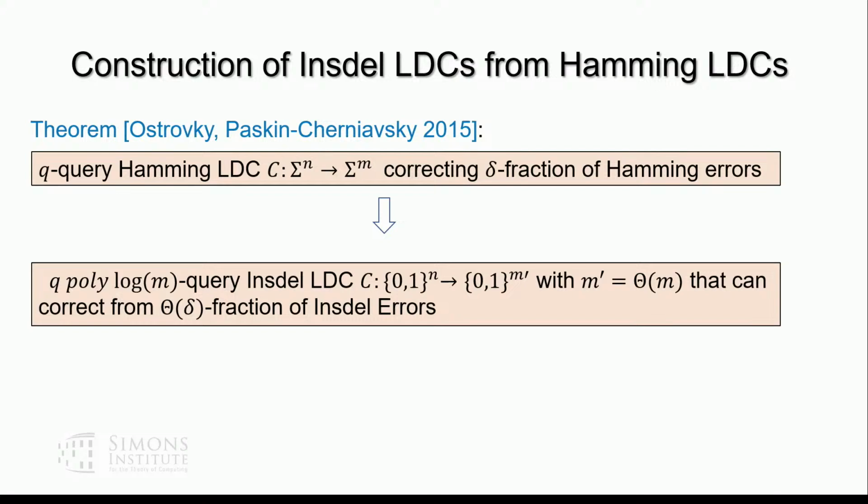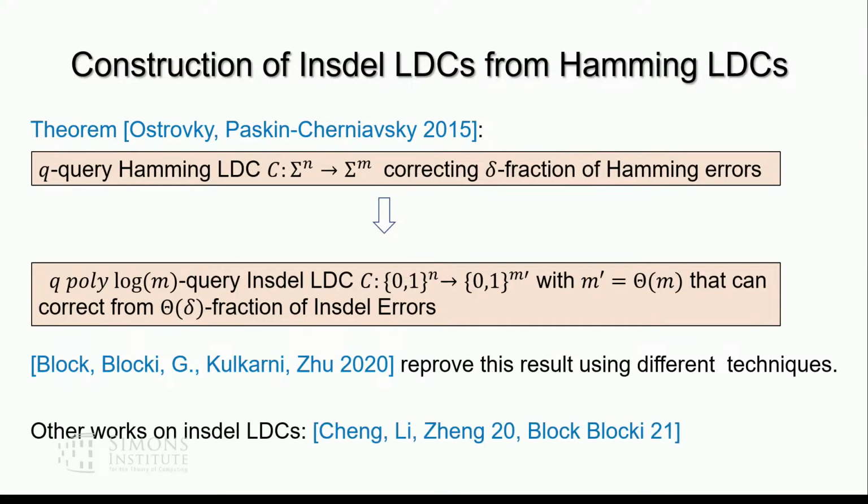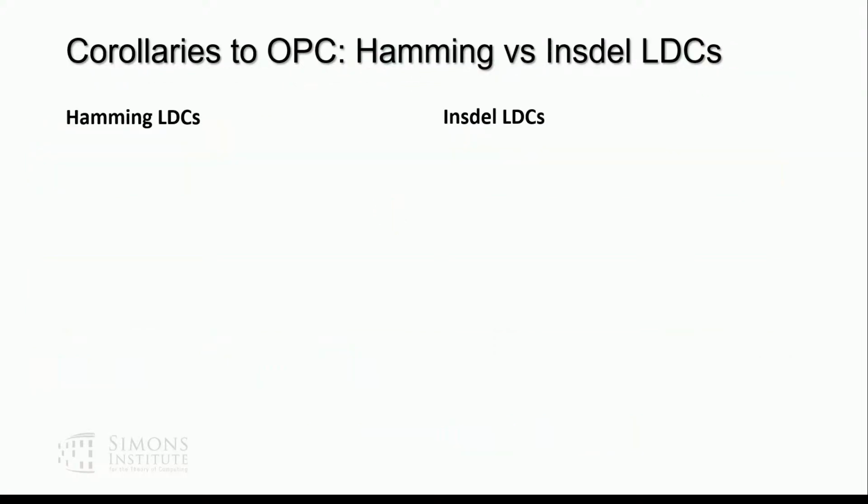So, anyways, we can take Hamming LDCs and pack them up into insertion deletion LDCs with not too bad of a loss in the parameters. And the only bad thing that happens is that the query complexity blows up a little bit. So this is something that we also reproved a bunch of years after this result. We kind of rediscovered and reproved it, and that's what got us interested in this area. And by now there are many other works on locally decodable codes.